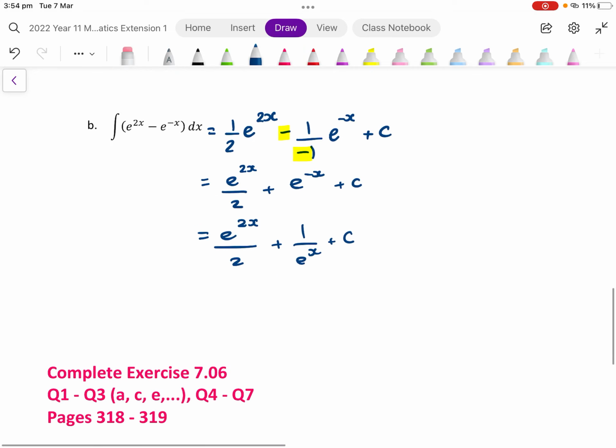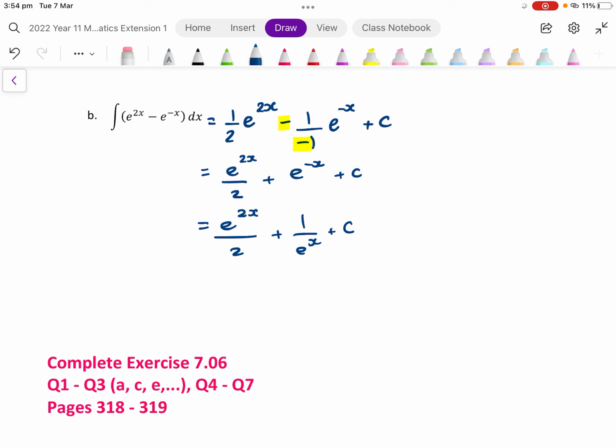For this exercise, you are completing 706, question 1 to 3 ACE, question 4 to question 7.